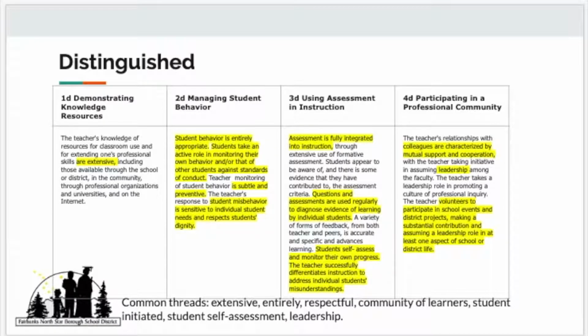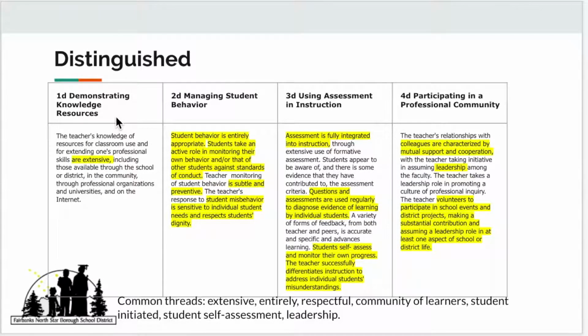Here are some examples of what a distinguished classroom looks like. The teacher's knowledge of resources is extensive. Student behavior is entirely appropriate. Students take an active role in monitoring their own behavior and that of other students. The teacher's monitoring of student behavior is subtle and preventive, and the teacher's response to student behavior is sensitive to individual student needs and respects students' dignity.